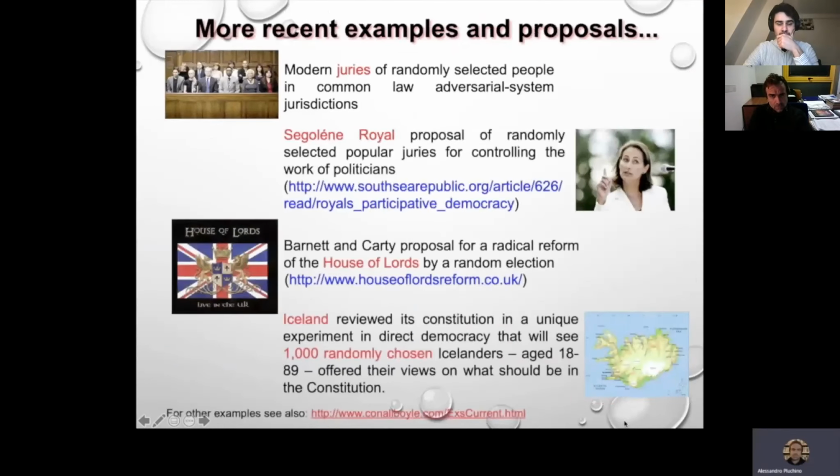More recent proposals involve randomly selected popular juries for controlling the work of politicians, a radical reform of the House of Lords by random elections, or, like what happened in Iceland, the review of the constitution in a unique experiment of direct democracy that involved 1,000 randomly chosen Icelanders.